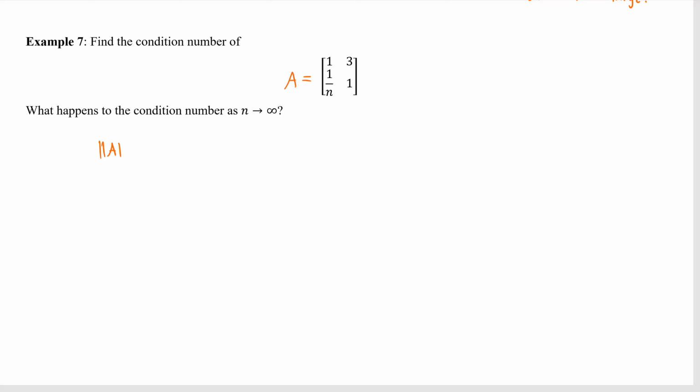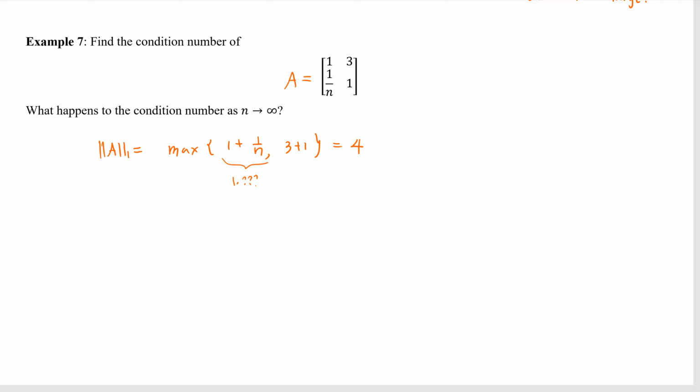What is the L1 norm of A? You can also use the L infinity norm to compute. Okay? So the L1 norm is the maximum column sum. So it's the maximum of 1 plus 1 over n, and then 3 plus 1. Right? And when n is large, this is just a decimal number, very small. So this is like 1 point something, and this is 4. Of course, the maximum number is 4.